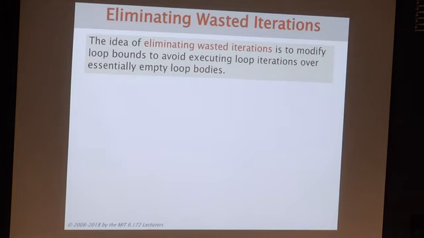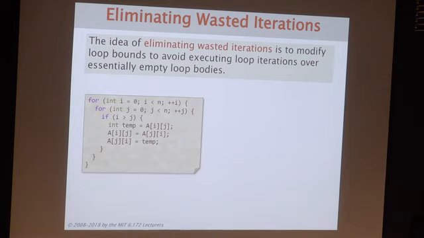OK, next, let's look at eliminating wasted iterations. The idea of eliminating wasted iterations is to modify the loop bounds to avoid executing loop iterations over essentially empty loop bodies. So here I have some code to transpose a matrix. I go from i = 0 to n-1, from j = 0 to n-1, and then I check if i is greater than j. And if so, I'll swap the entries in a[i][j] and a[j][i]. The reason I have this check here is because I don't want to do the swap twice. Otherwise, I'll just end up with the same matrix that I had before. So I only have to do the swap when i is greater than j.